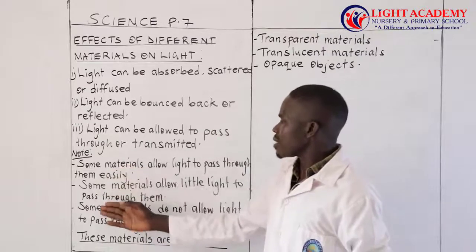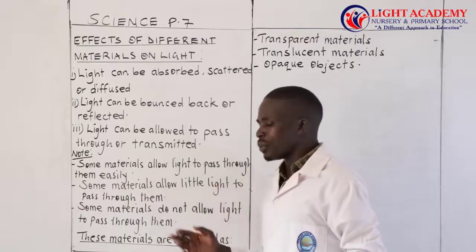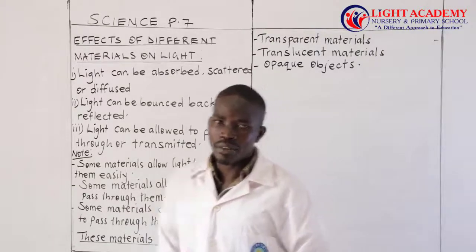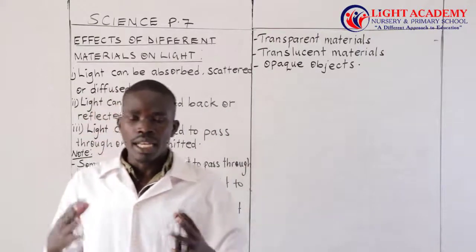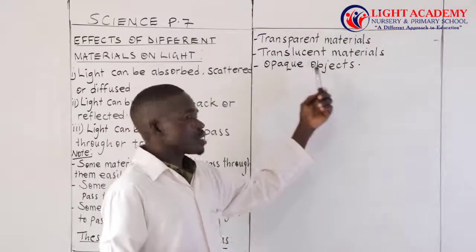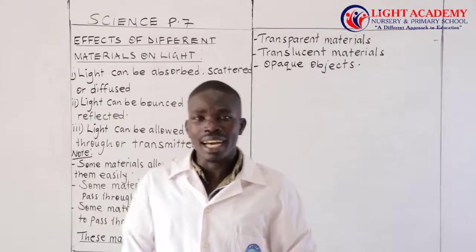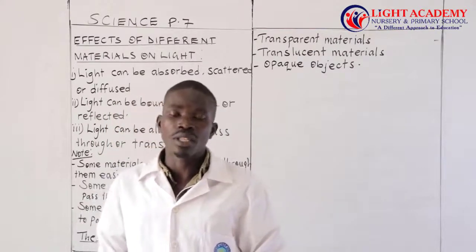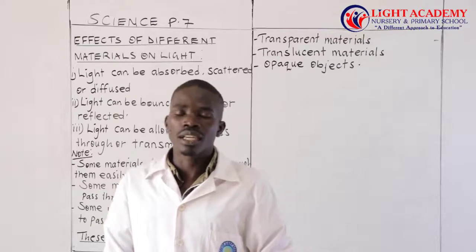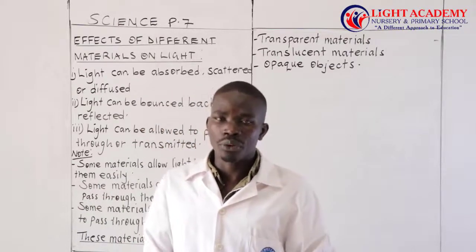Another note here, some materials allow little light to pass through them. So the materials that allow little light to pass through them, we call them translucent materials. When they ask you what are translucent materials, these are materials which allow little light to pass through them.